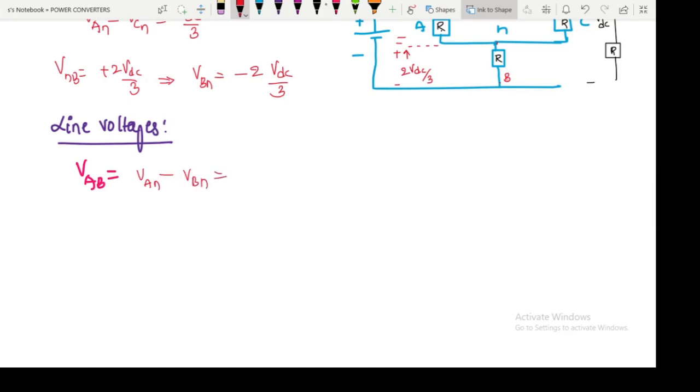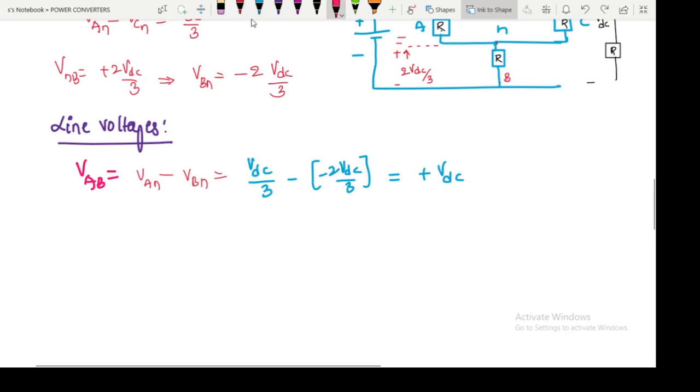What is the value of VAN here? VAN is plus VDC by 3. VBN is minus 2 VDC by 3. Right? So if you calculate this, that will be plus VDC. Likewise, we are going to calculate three line voltages.